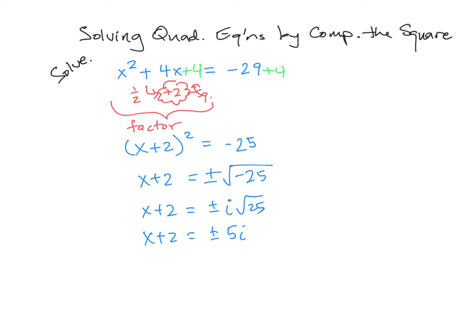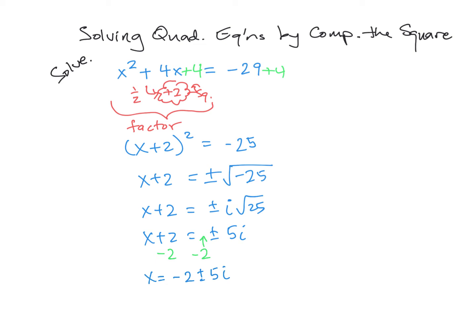I'm trying to solve for x. So with x right here, the only thing I have left to do to solve for x is to get rid of this adding 2. So I'm going to subtract that 2 off of both sides. But when I do, this is very important, I'm going to stick that minus 2 in front of that plus or minus, so that I end up with x equals a negative 2, minus 2, plus or minus 5i. And that ends up being my solution set.